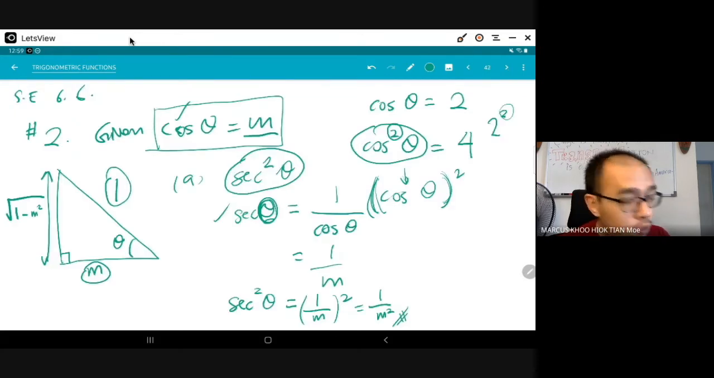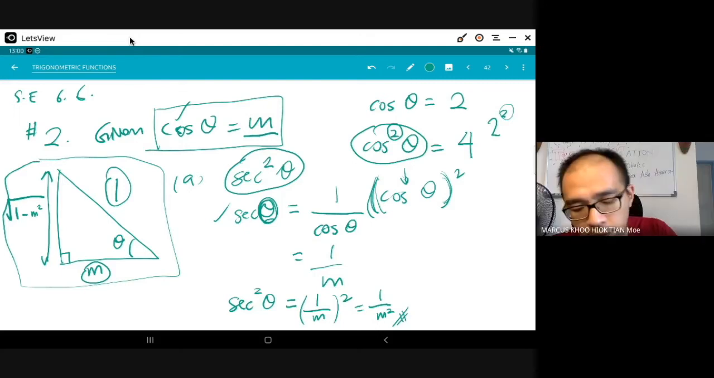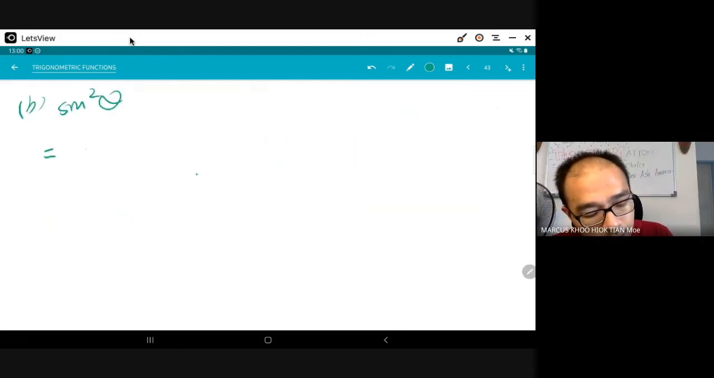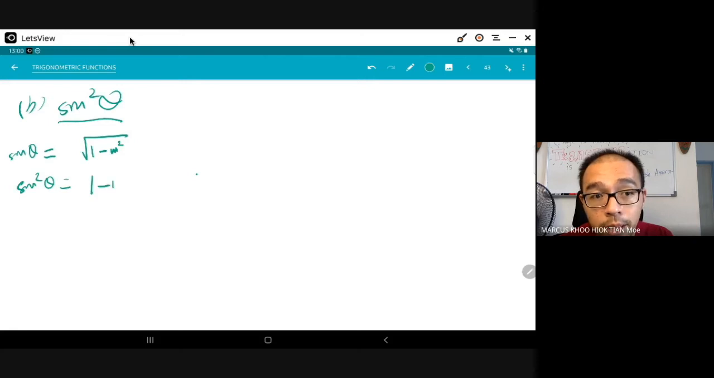Okay, question B, sine squared theta. In order to find sine squared theta, we have to find sine theta. What is sine theta according to this triangle? Square root 1 minus m squared over 1. Okay, very good. So sine theta is square root 1 minus m squared over 1, but we don't need to write over 1 because over 1 is overrated. But this is sine squared. If sine theta is the square root of 1 minus m squared, sine squared theta will be just 1 minus m squared. We square the square root, so we get just 1 minus m squared.